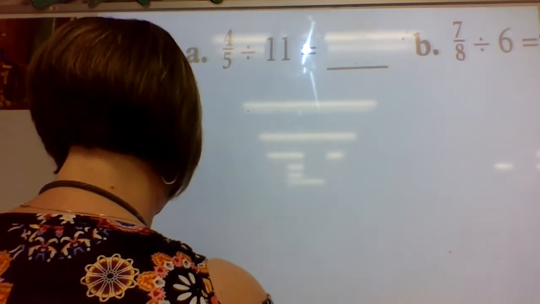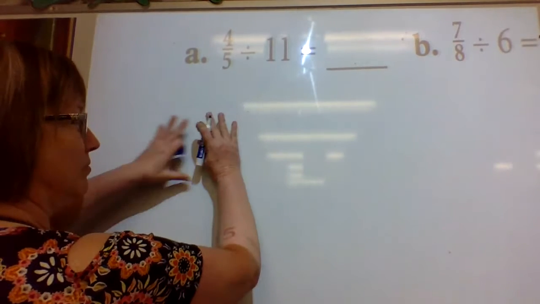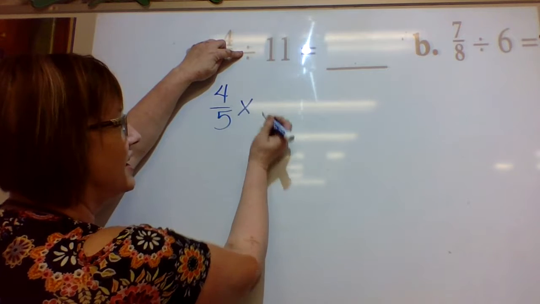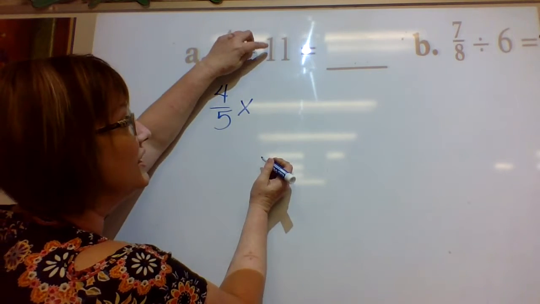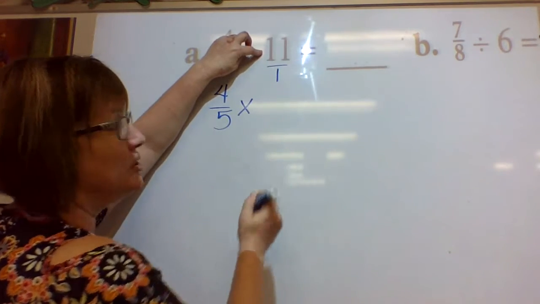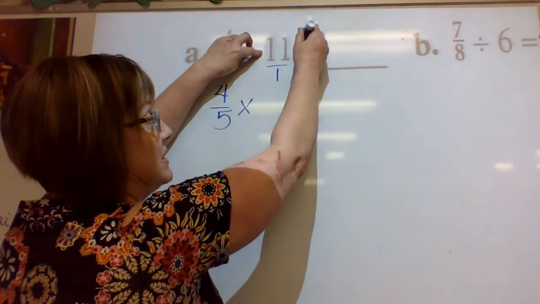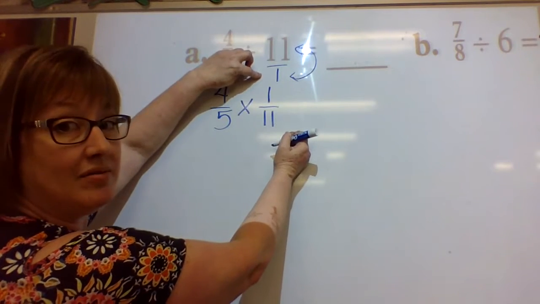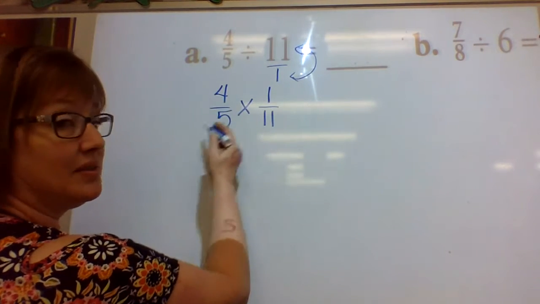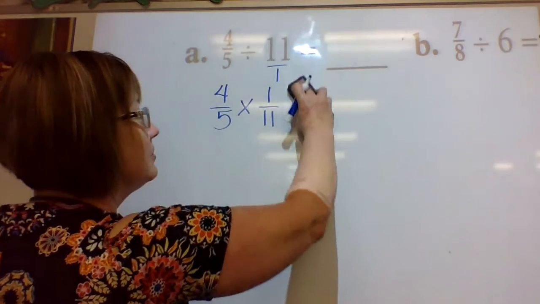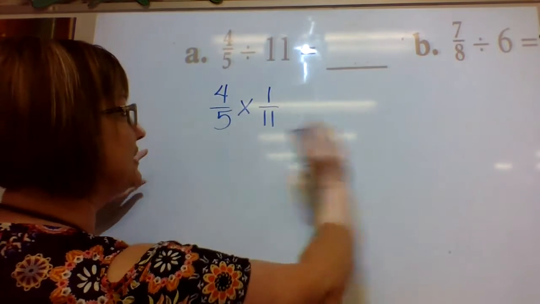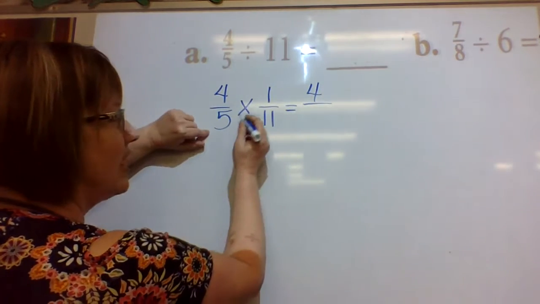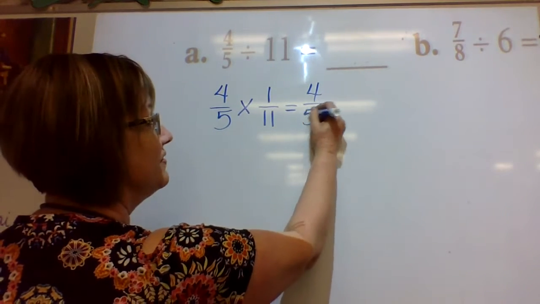4/5 divided by 11. Okay, so we're going to do our work down here. 4/5. Instead of divided, we're going to times by flipping this over. And this is technically sitting there as 11 whole pizzas. So we're going to flip it upside down and make it 1/11 instead of 11/1, right? We can't cancel. Like I told you, I didn't think we'd be able to on a lot of these. So then we just multiply across. 4 times 1 is 4. 5 times 11 is 55.